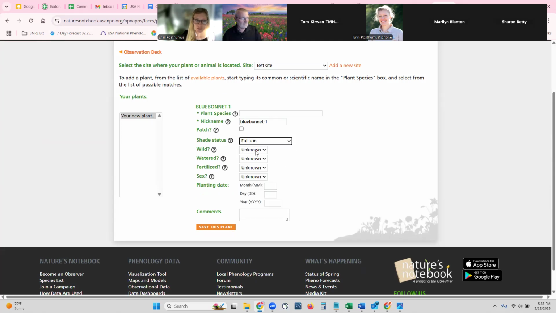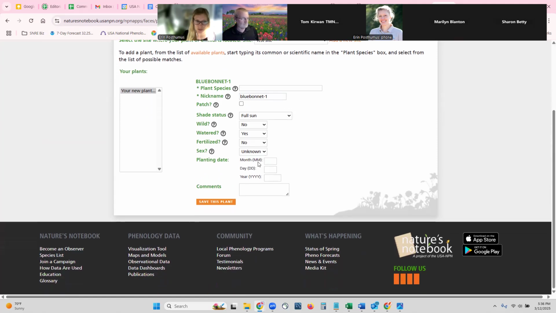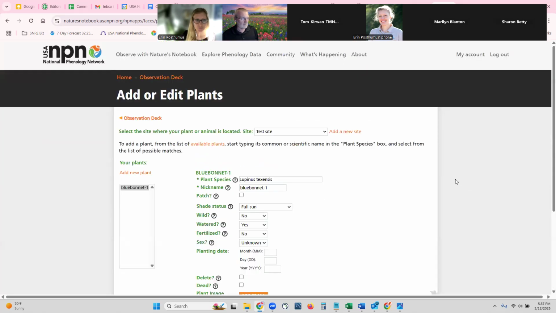I could say something about the shade status. Maybe it's wild. This is one that just came up in this park that I'm monitoring, or maybe I planted the seeds. It's not wild. And then I do give it water. I don't give it fertilizer. Ignore that because they're not separate. And then if you have the planting date, like for the seeds or the plant, you can put that in. And then save.